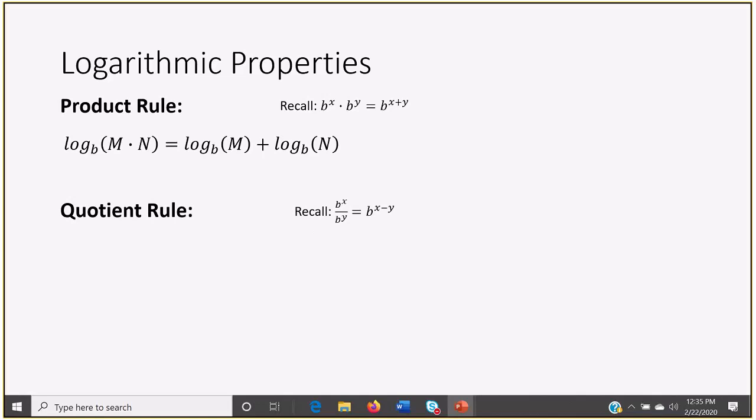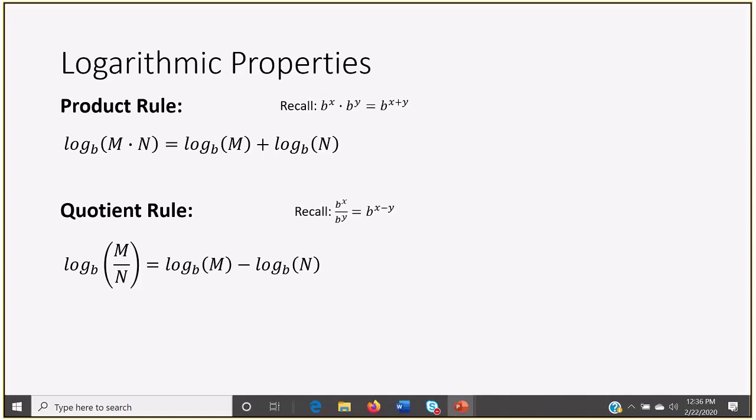Well, maybe you can understand what the rule is going to be. Log base b of m over n is equal to subtracting the logs. Now, I think I've said twice on the exponential rules that the bases do have to be the same. So if you're using the product rule or quotient rule, for exponentials or logarithms for that matter, you have to make sure all of the bases are the same.